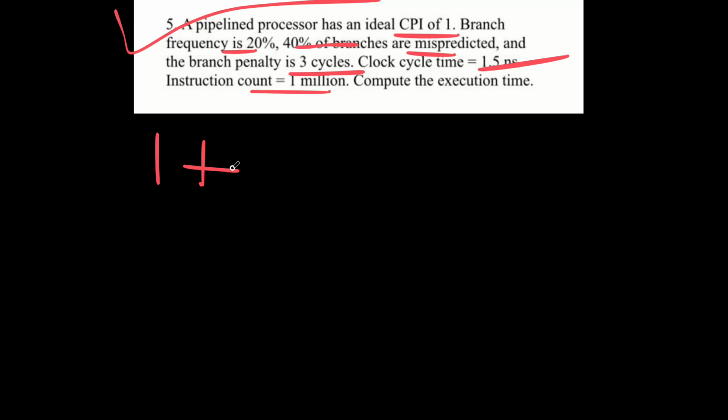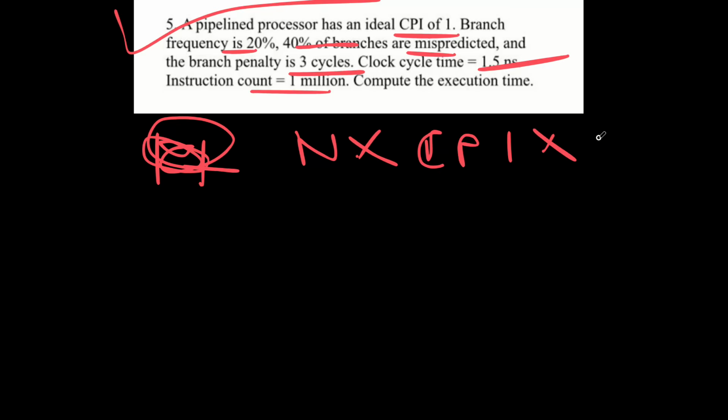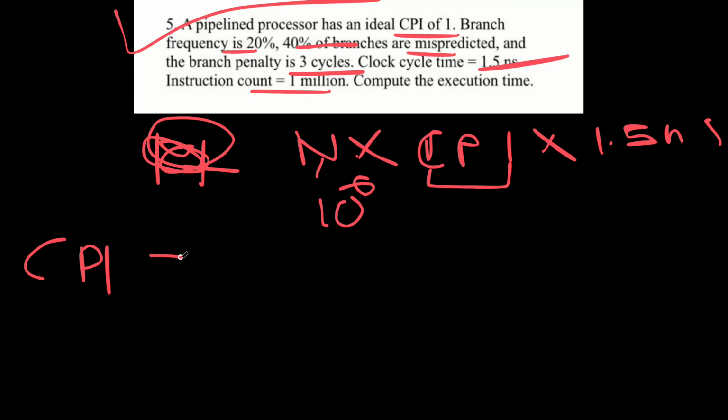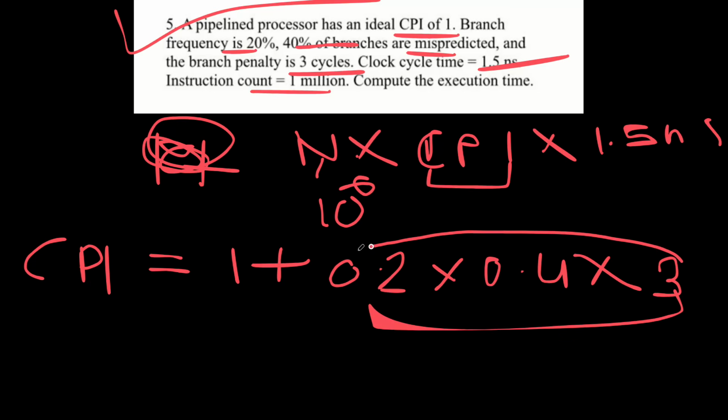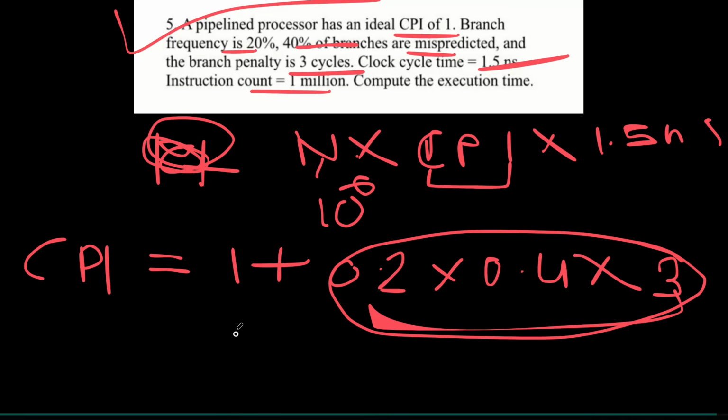So we know our basic equation. What is our basic equation? Let's start with it: total number of instructions into the CPI into the clock cycle time, which is given as 1.5 nanosecond. The N value is given as 1 million, that is 10 raised to 6. This much we have understood. We have to calculate the CPI value. So the CPI value would be the ideal CPI value, that is 1, plus 20% is 0.2 into 40% is 0.4 into how many cycles, 3 cycles.